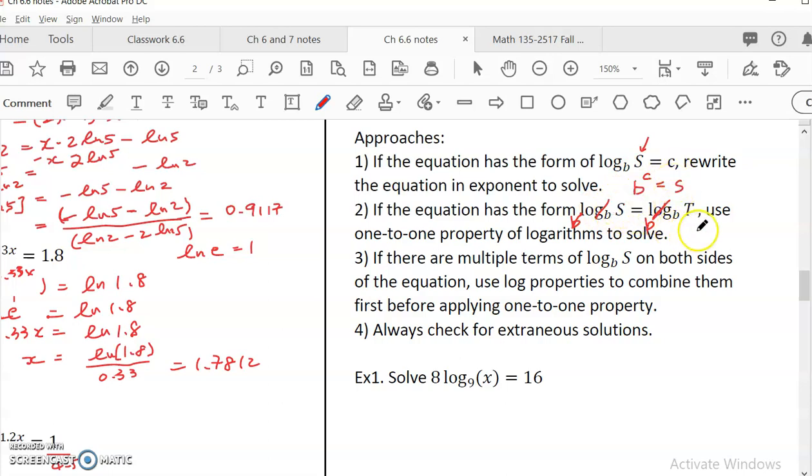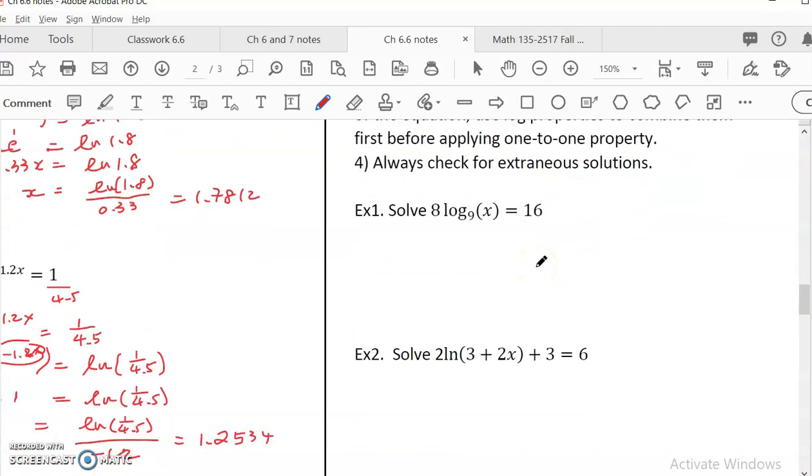Okay, but this is only applicable if you have one log on one side and one log on the other. If there are multiple log terms on both sides, you use log properties to combine them into one on one side and one on the other side before you cancel. The fourth thing, after you solve the equation, is always check for extraneous solutions.